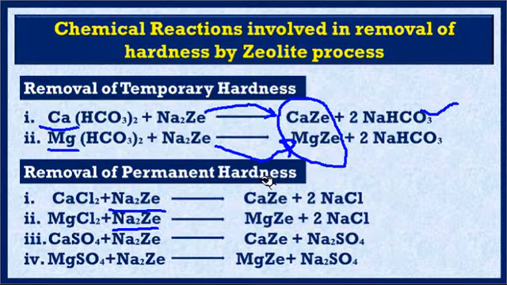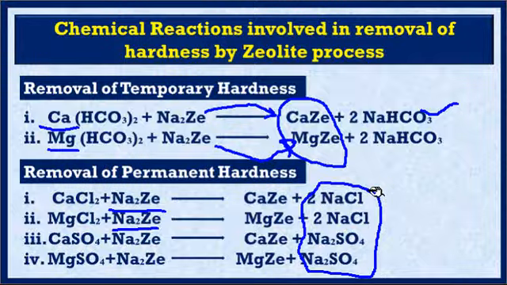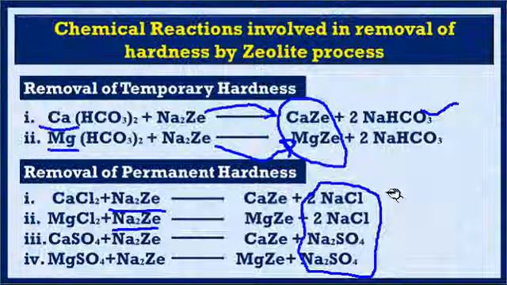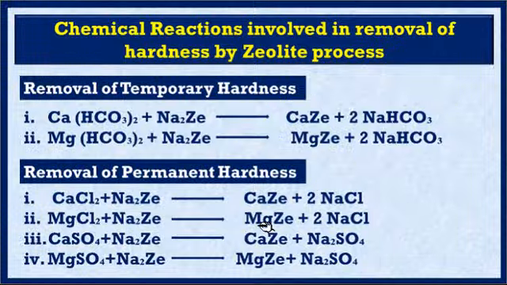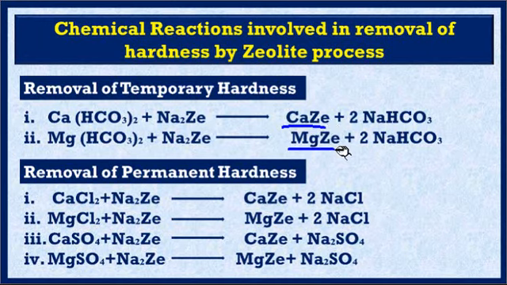Now the zeolite is changed into the calcium and magnesium form, and the water which is passed through the zeolite is now containing the sodium salts only. So no calcium, no magnesium salts are remaining in the water. It contains only the sodium salts, and all the calcium and magnesium ions are now trapped with the zeolite. So these are the chemical reactions involved for the removal of the temporary as well as the permanent hardness.